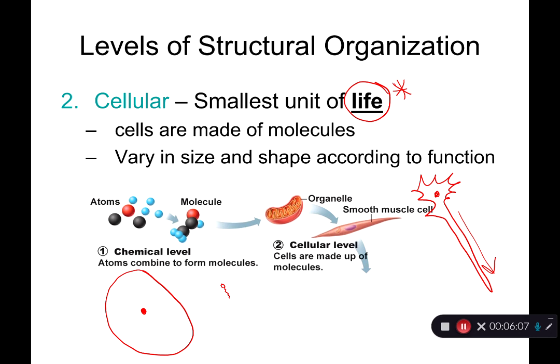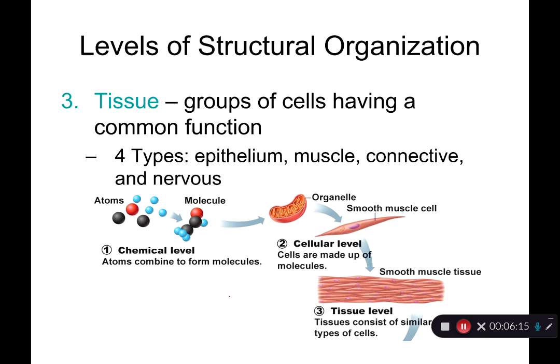Now, if we were to take a whole bunch of cells and hook them together, and they're all performing a similar function, we have our next level, which is the tissue level. Now, in our body, we have 4 different kinds of tissues. We have epithelial tissue. Epithelium is a covering or a lining. Okay, so it covers or lines.